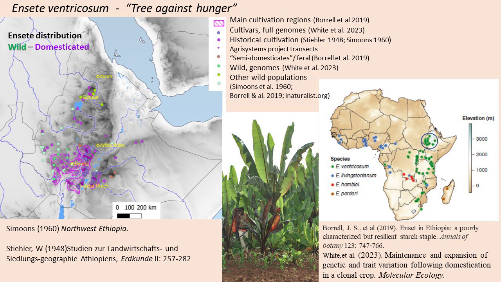This map shows the distribution of domesticated or wild enset. Some of these, the lighter purple dots, are historical cultivations. These are ones that are mapped by Stiehler, who was a German geographer in the 40s, and Frederick Simoons, who worked in the 50s in northern Ethiopia. So these northern dots are mostly places where you won't find enset cultivated today, but where it's recorded in sort of 100 years ago. Yeah, and then the green are wild populations. And then the purple bits are what are considered the core areas where it's really a staple food. The bluer purple is just where we have whole genomes at the moment from our Kew collaborators, and the darker green is also whole genomes.